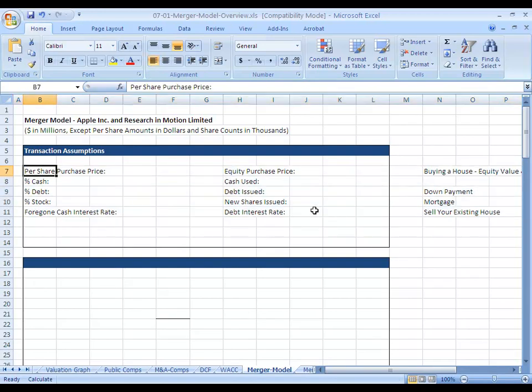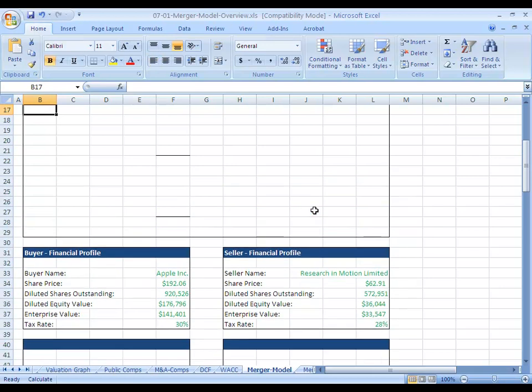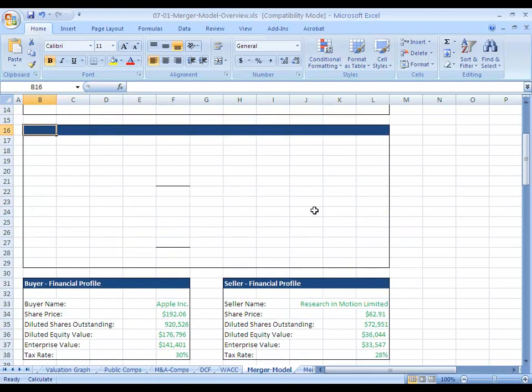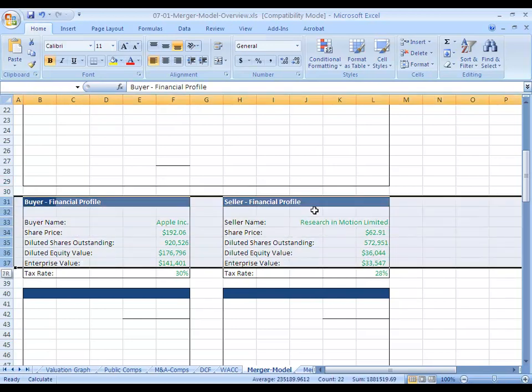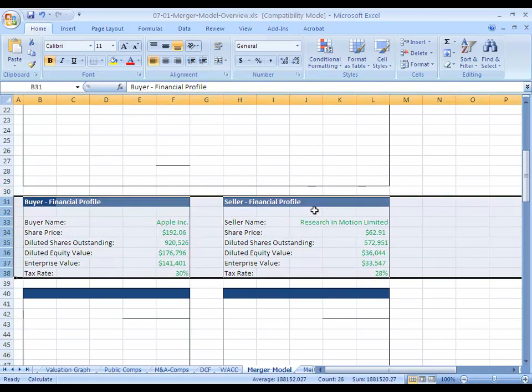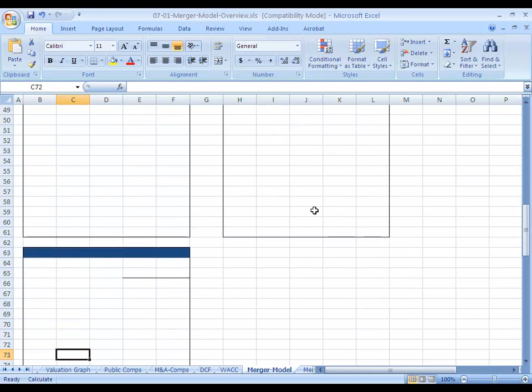Also, to support this new model, we're going to have some new areas below. The second area right here is something we're going to skip and come back to later on. Right below that, we have the financial profiles of the buyer and seller here, so Apple and Research in Motion, RIM. These are useful for us because it allows us to see at a glance roughly how big they are, what kind of taxes they're paying, and both companies' current share prices. And then below that, we get into some of the financial analysis that will be required in this merger model.